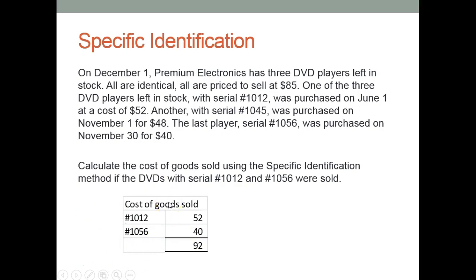Now, if we wanted to know what was left in ending inventory, we would be able to identify that too. So which one of these items was not sold? 1012 was sold, and 1056 was sold. 1045 was not sold. So my ending inventory consists of 1 DVD player, serial number 1045, for a total of $48.